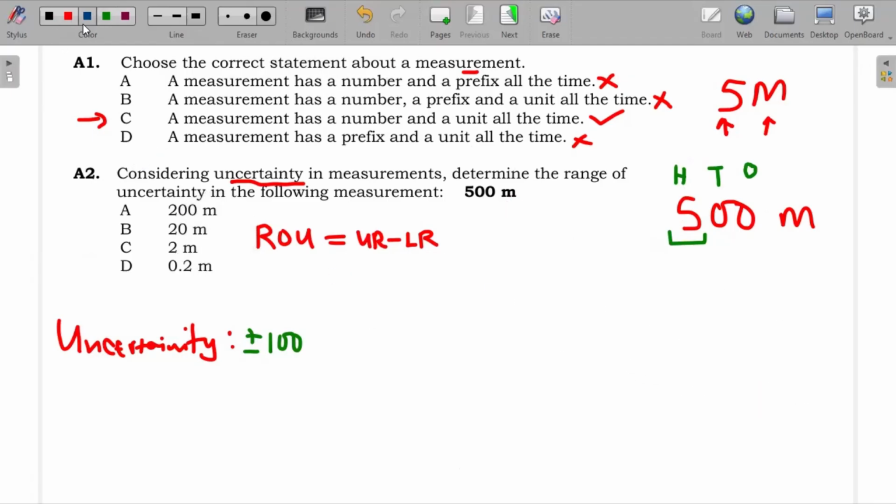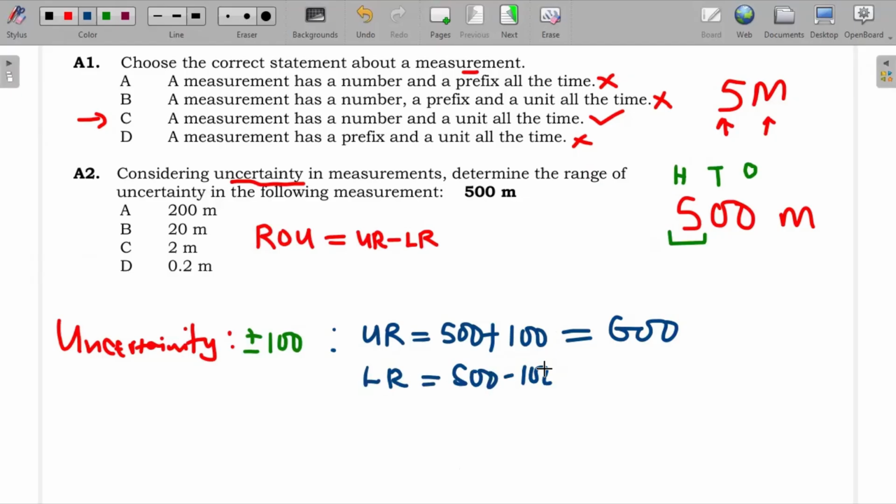After you get the uncertainty, you can find the upper reading, which is the reading that you have plus the uncertainty, and that will be 600. The lower reading is the number that you have minus the uncertainty, and that will be 400. Now we can find the range of uncertainty, which is the upper reading 600 minus the lower reading 400, and that will be 200. So 200 meters is the range of the uncertainty. You pick option A as your answer.